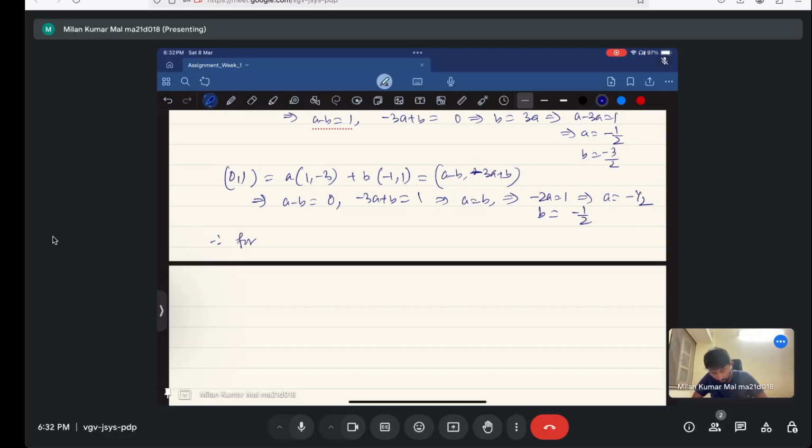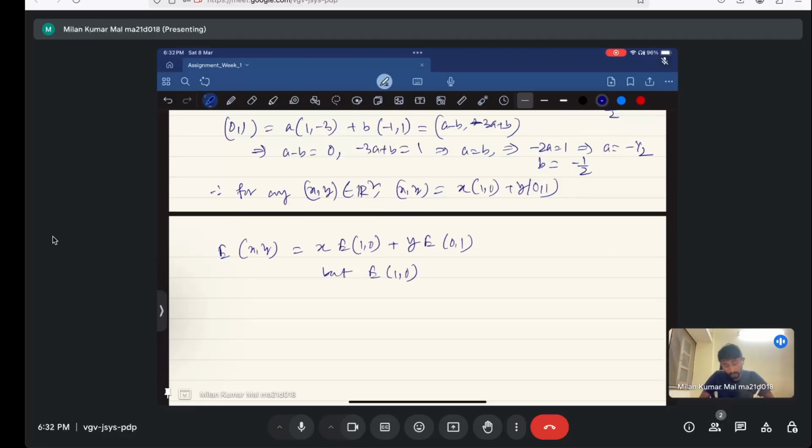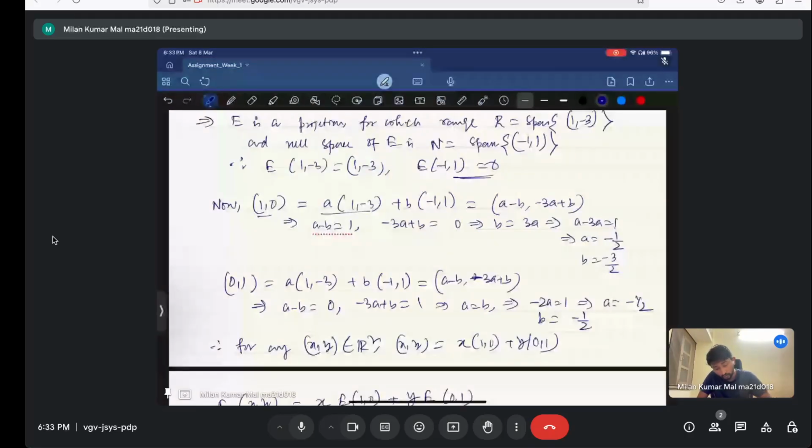Therefore, for any (x, y) belonging to R squared, this (x, y) can be written as x(1,0) plus y(0,1), and then E of (x, y) is equal to x E(1,0) plus y E(0,1). But E(1,0), here if you note, is equal to this way, where a is equal to this, therefore (1,0) is equal to -1/2 (1,-3) plus -3/2 (-1,1).